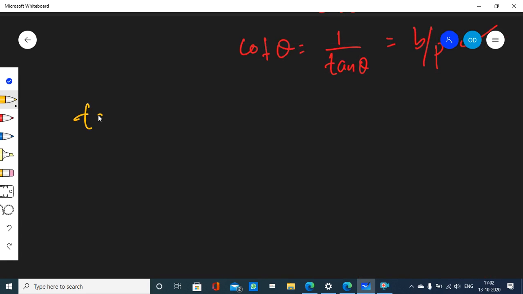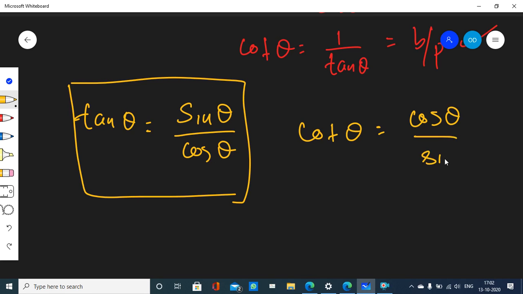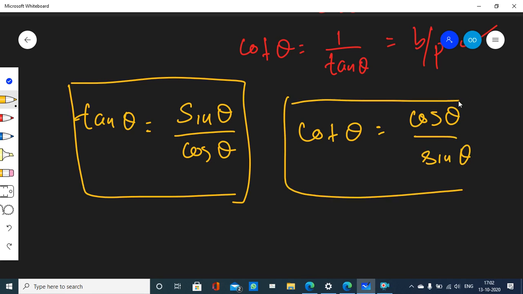What else did we discuss? We also discussed that tan theta is equal to sin theta by cos theta, and cot theta is equal to cos theta by sin theta, because cot theta is the reciprocal of tan theta. So if tan theta is sin theta by cos theta, then cot theta will be cos theta by sin theta. Just numerator and denominator are reversed. And tan theta is equal to sin theta by cos theta. How? We know that tan theta is equal to P by B.